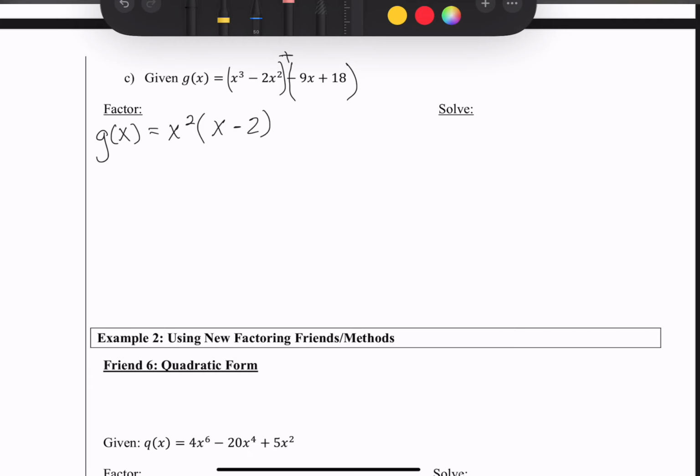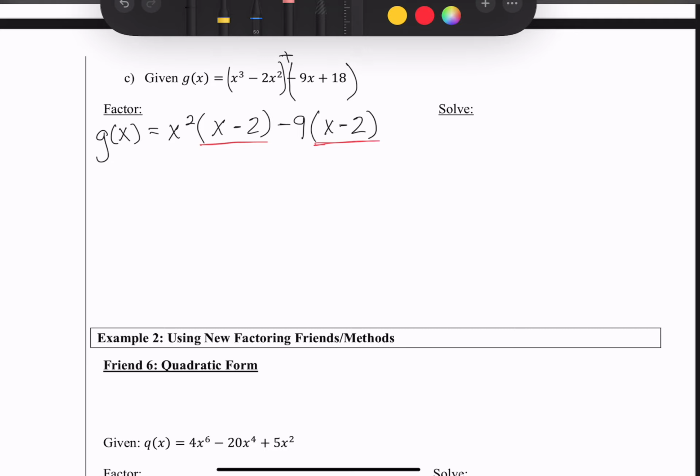Now in the second grouping, my goal is going to be to get this exact same binomial factor left. So what can I factor out of that second grouping to be left with an x minus 2? That's right, I'm going to factor out a greatest common monomial of negative 9. Doing that leaves me with a binomial factor of x minus 2. Notice, it's exactly the same binomial factor.